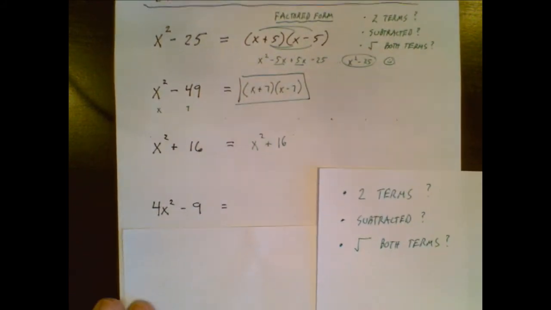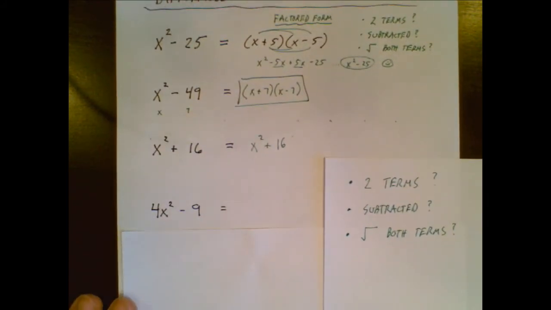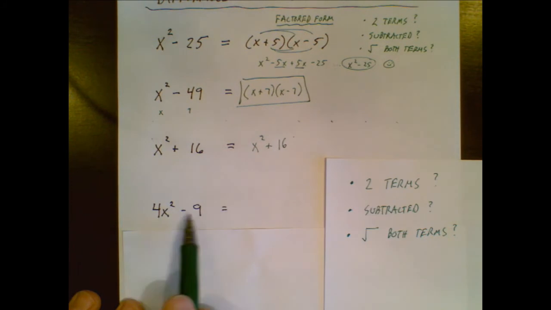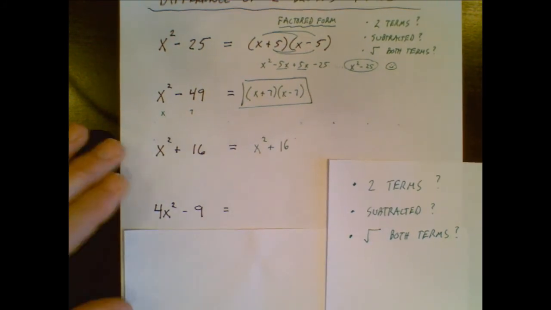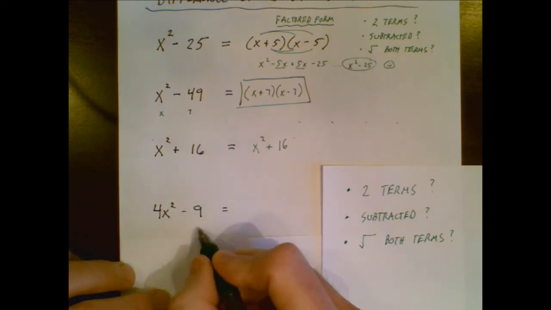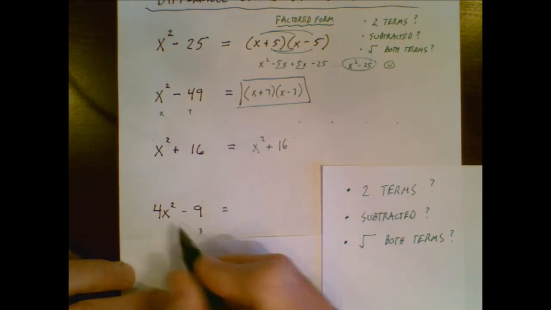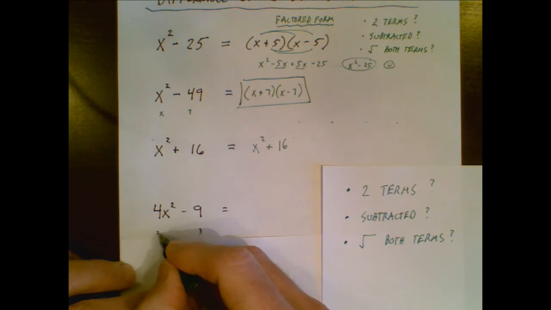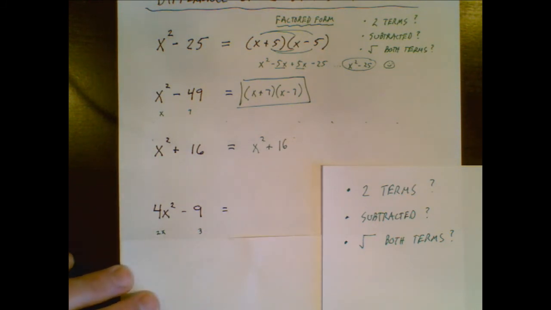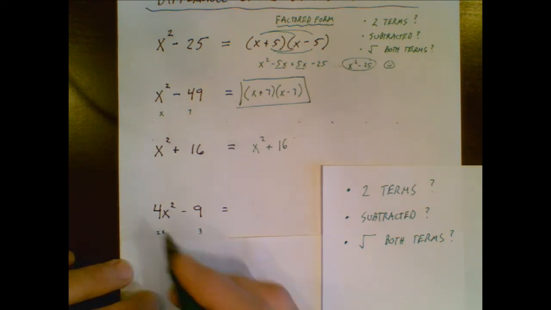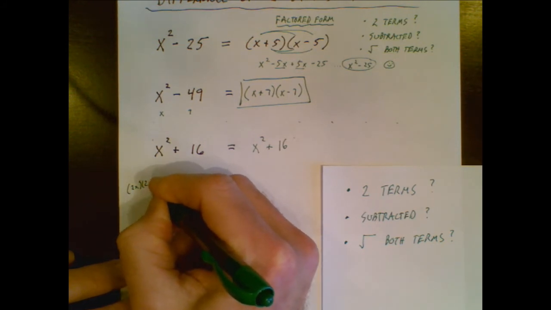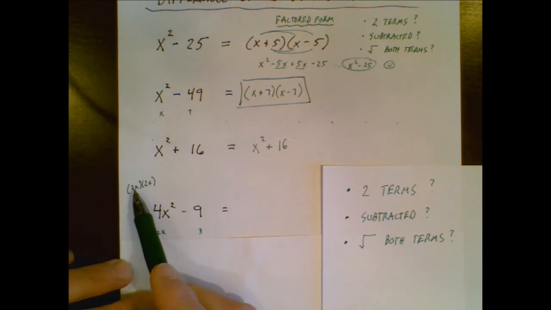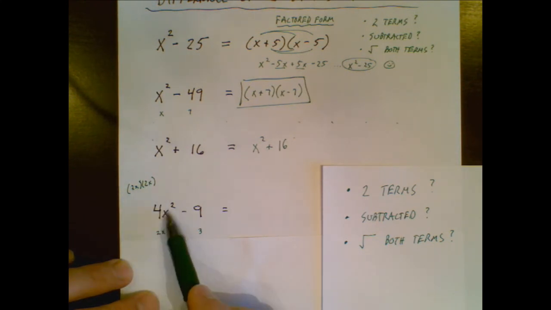Let's get a little spice here. 4x squared minus 9. Two terms. Subtracted. Can I square root both terms? Well, the answer is yes, but this one's a little bit trickier. The square root of 9 is 3. 4x squared has a square root of 2x. How do I know that 2x is the square root of 4x squared? If I wonder, take 2x and multiply by 2x. 2 times 2 is 4. x to the first times x to the first is x to the second.